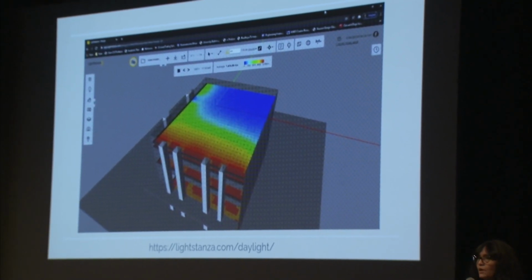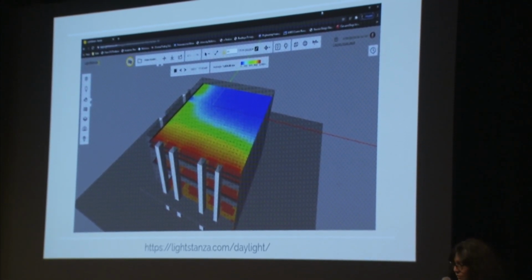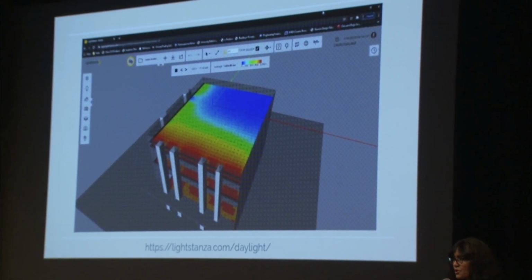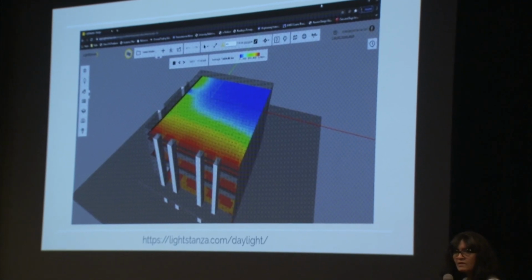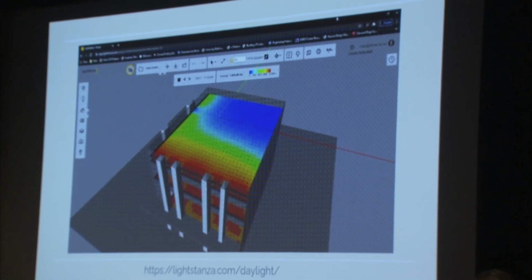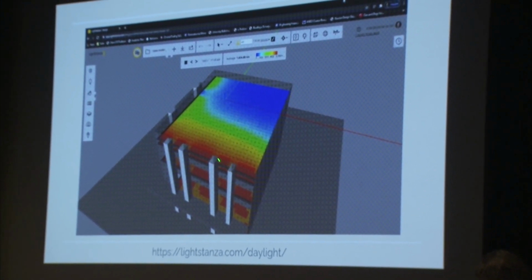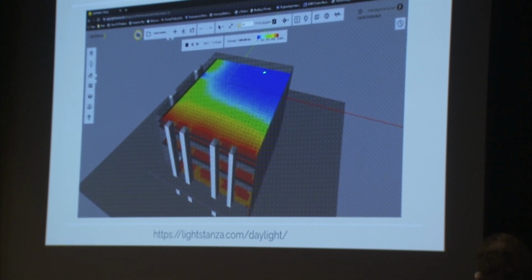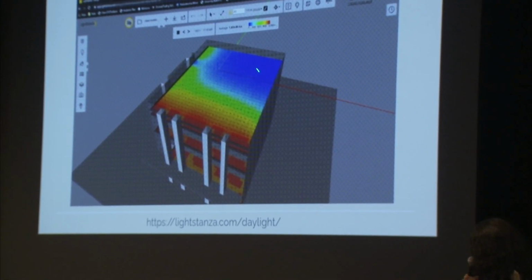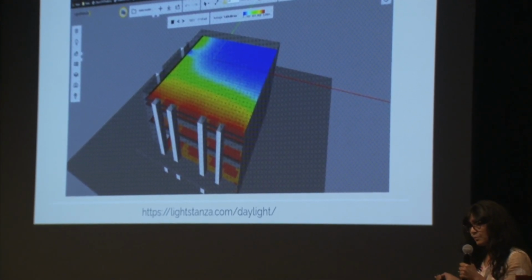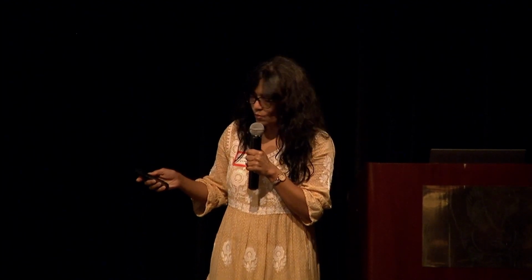Here's another way we are saving energy. We are looking at ways to save energy. So this is software called Light Stanza. What it does is it shows you the light levels, the daylight levels in the building at any given time. The red is closest to the window. As it goes deeper into the space, the amount of illumination reduces. So it maps out daylight illumination levels very accurately, and it tells us when we will need to turn the lights on in which parts of the building, at what times of the day.